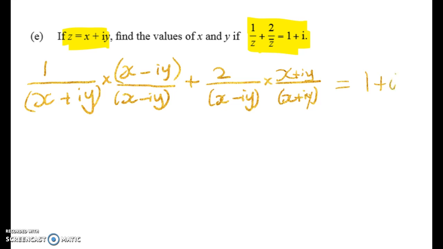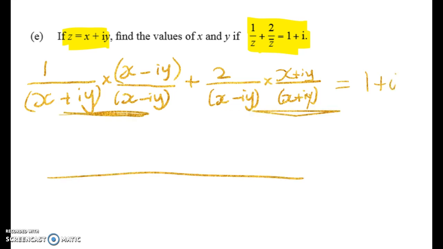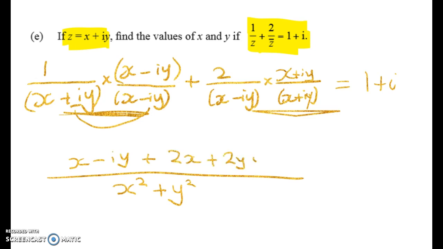So you can see the really nice thing here is that straight away I've got a common denominator, and we can chuck those two things together. We'll get x squared plus y squared. Right, remember i squared is -1, blah, blah, blah. And then in the numerator, what do we have? Well, we have x minus iy plus 2x plus 2yi equals 1 plus i.